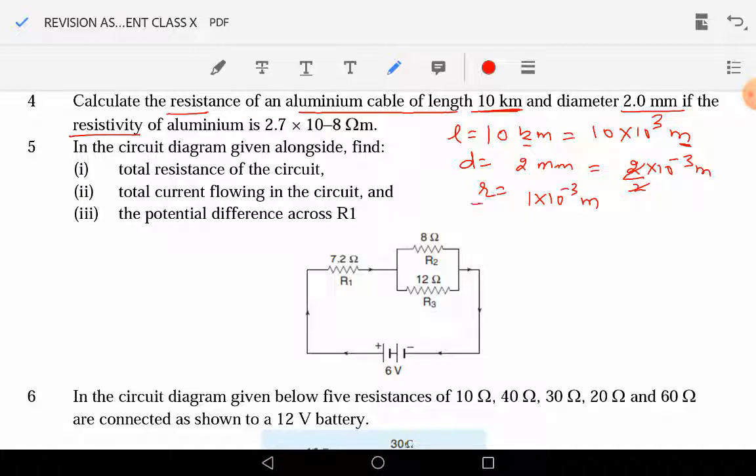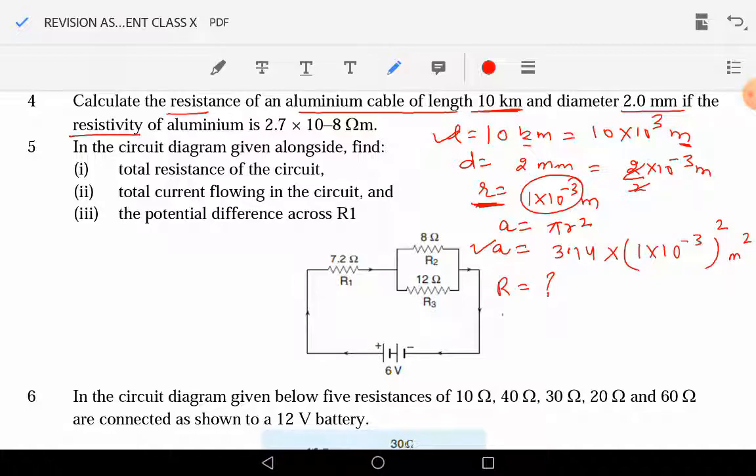And we all know that radius also we never use anywhere. We use area. Area will be pi r square. So it will be 3.14 into the square of r, that is 1 into 10 raised to the power minus 3 whole square. Meter square will become the area. So now we have got the length, we have got the area, we have to calculate the resistance, and the resistivity of this aluminium wire is 2.7 into 10 raised to the power 8 ohm meter.